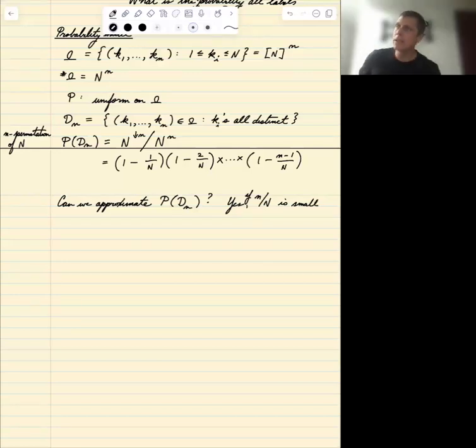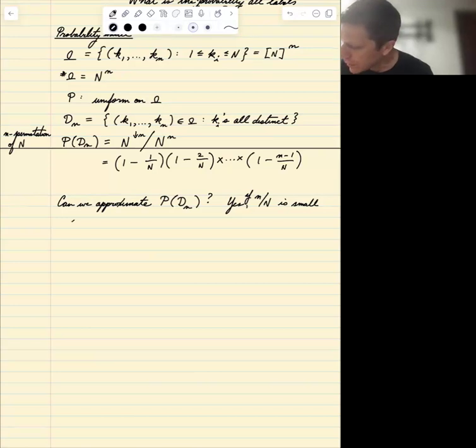So think about it this way. What does it mean for little n over capital N to be small? That means that the number of people that need to be satisfied in this population, or the number of draws that we're making, is very small relative to the number of all balls. Okay.